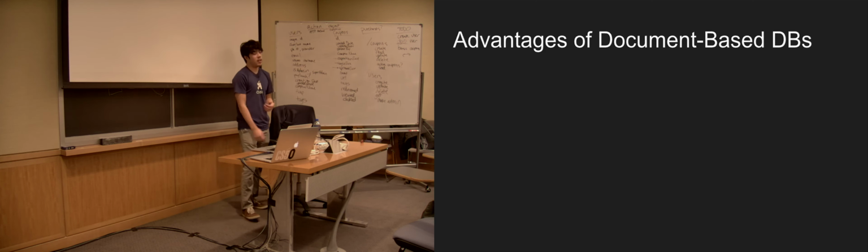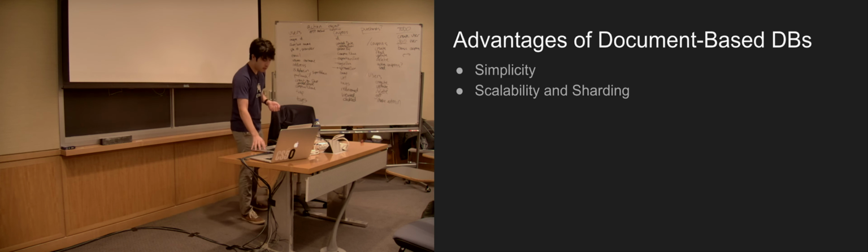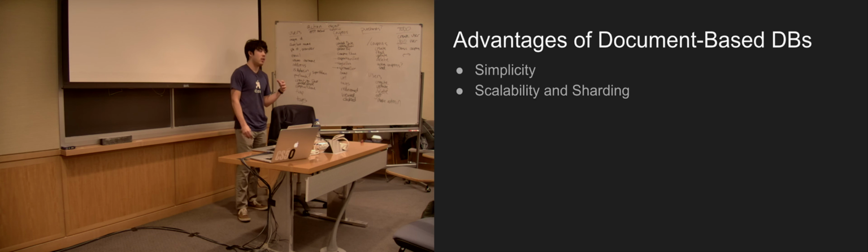And so what are some advantages of document-based databases? Simplicity. All you have to do is create an object and toss it in. Scalability and sharding. So it's very easy to scale a document-based database because you just get another hard drive. And since everything is stored together in the same object, you don't have to cross hard drives in order to pull a single object. Whereas if you're joining tables, maybe this table's here, another table's on a different hard drive, and you'll have to access both those hard drives in order to get at that full joined table.